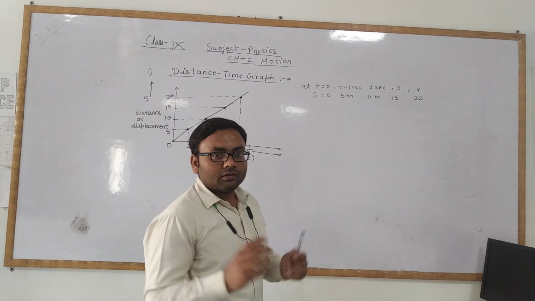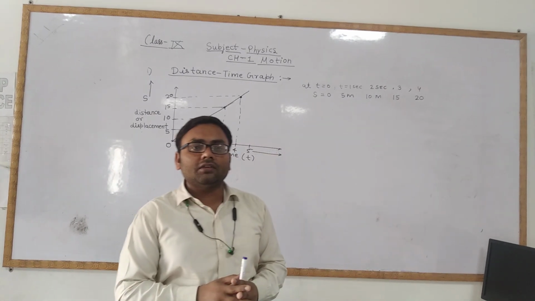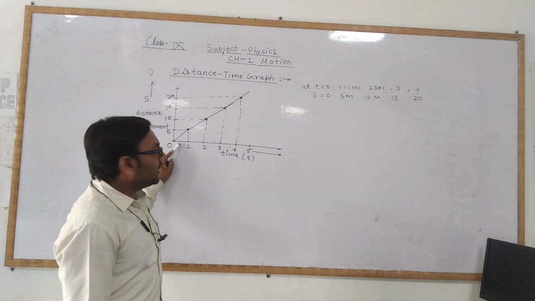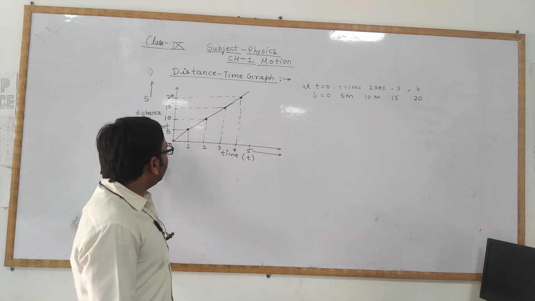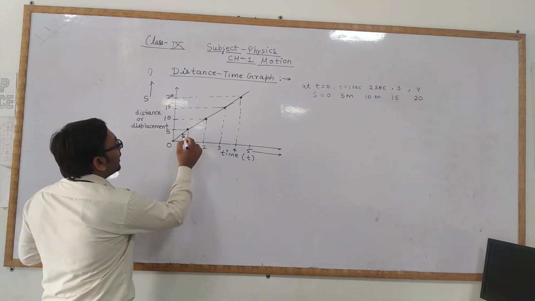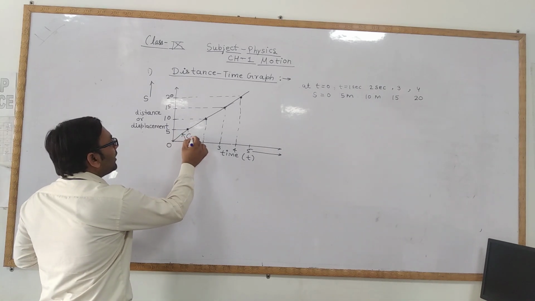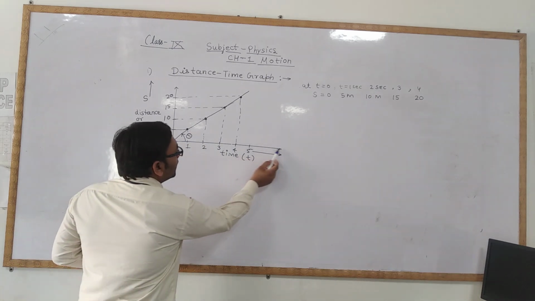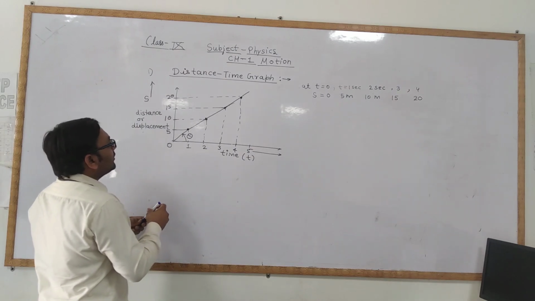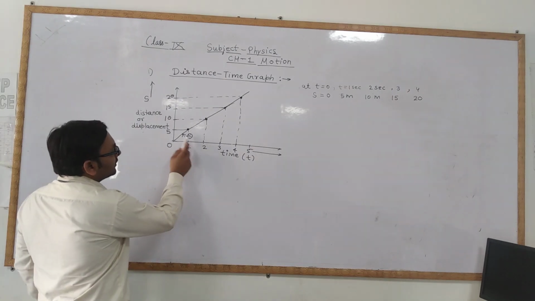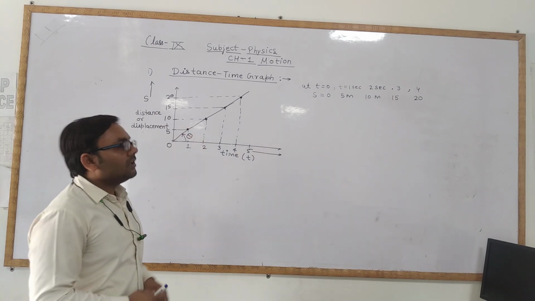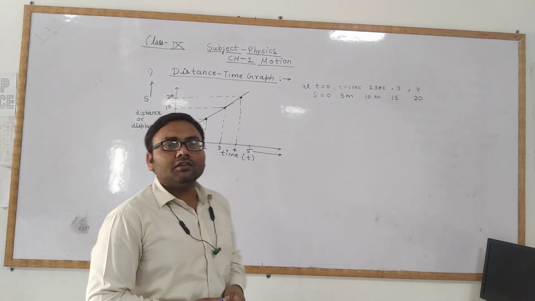If an object covers equal displacement or equal distances in equal intervals of time, then the distance time graph of that object will be a straight line. You can see here we have got the straight line making some angle with the direction of positive axis. This is the positive x-axis or the time axis. This straight line, that is the distance time graph, is making some angle theta with the positive time axis or x-axis. So this is the nature of graph that we get in distance time graph.